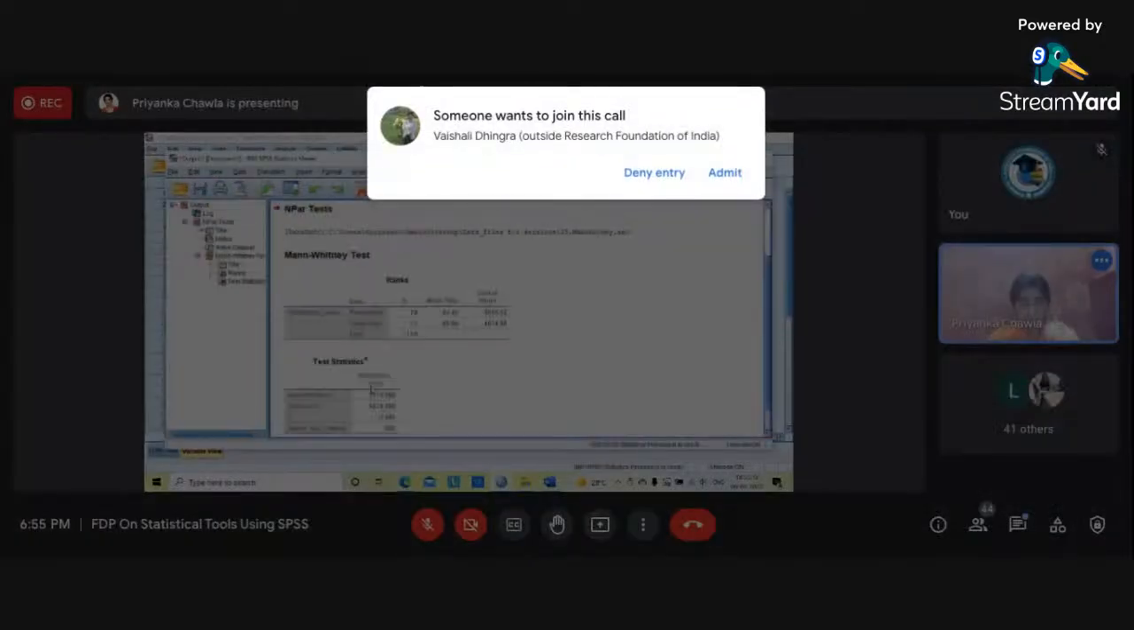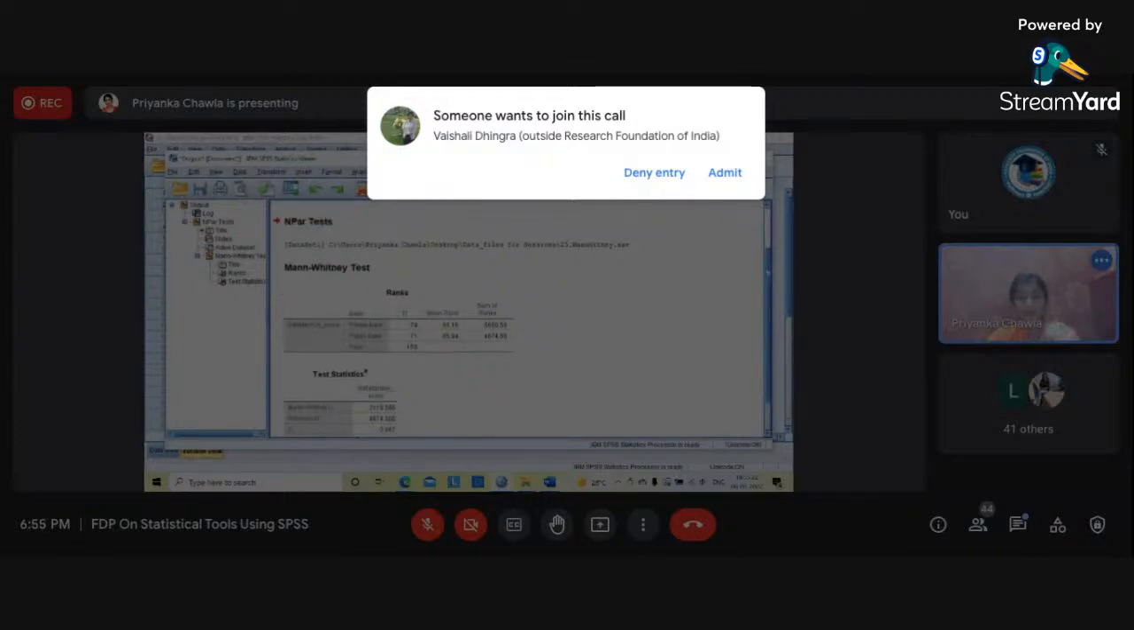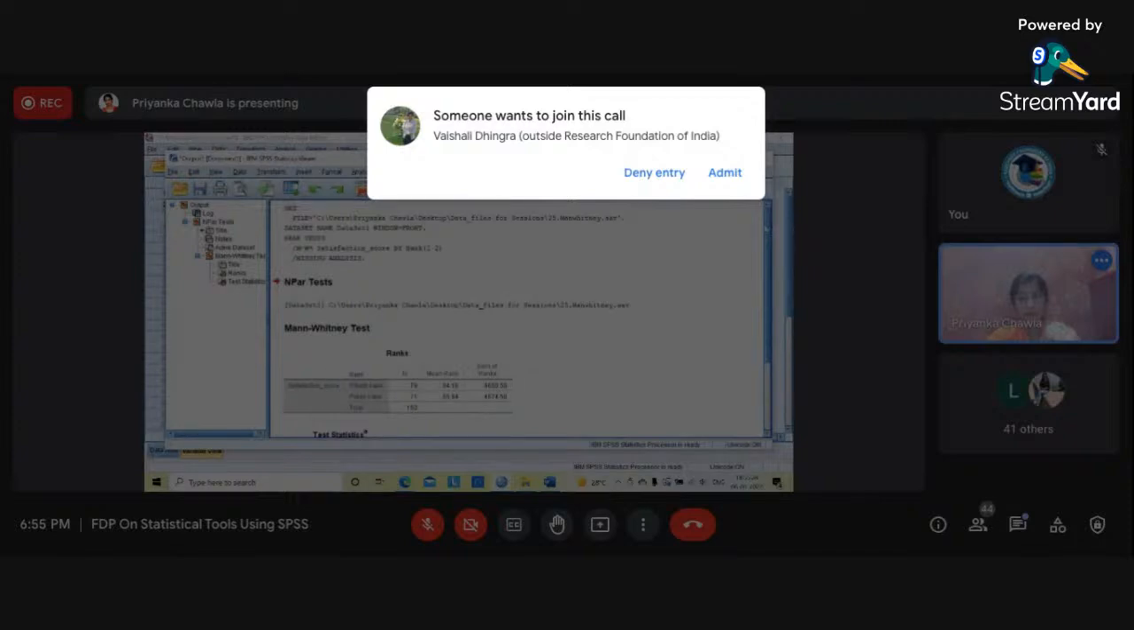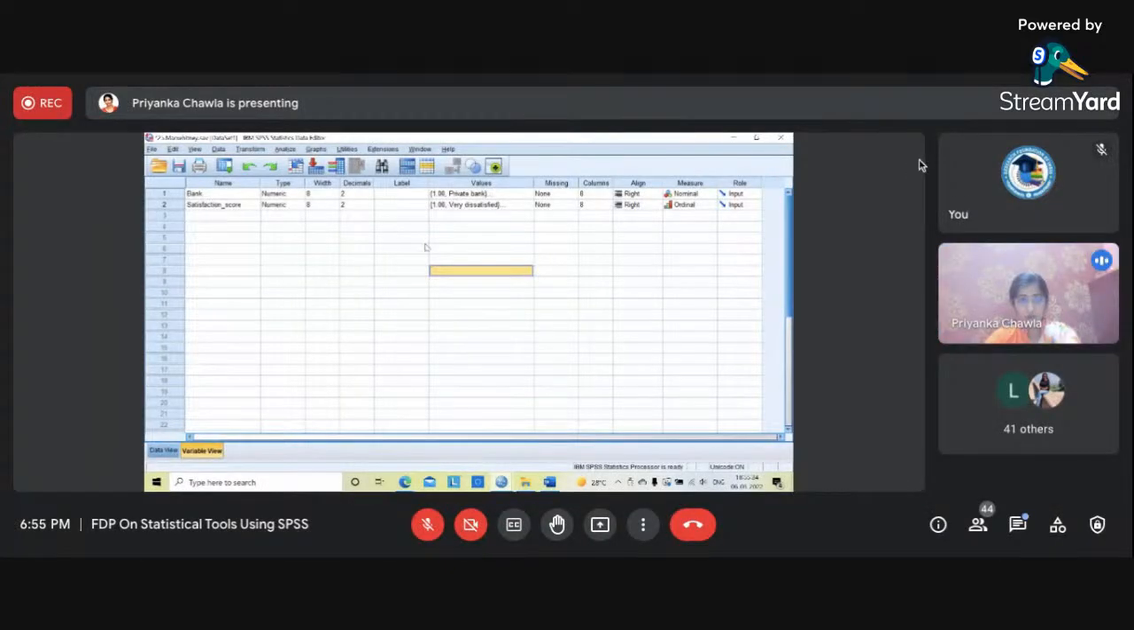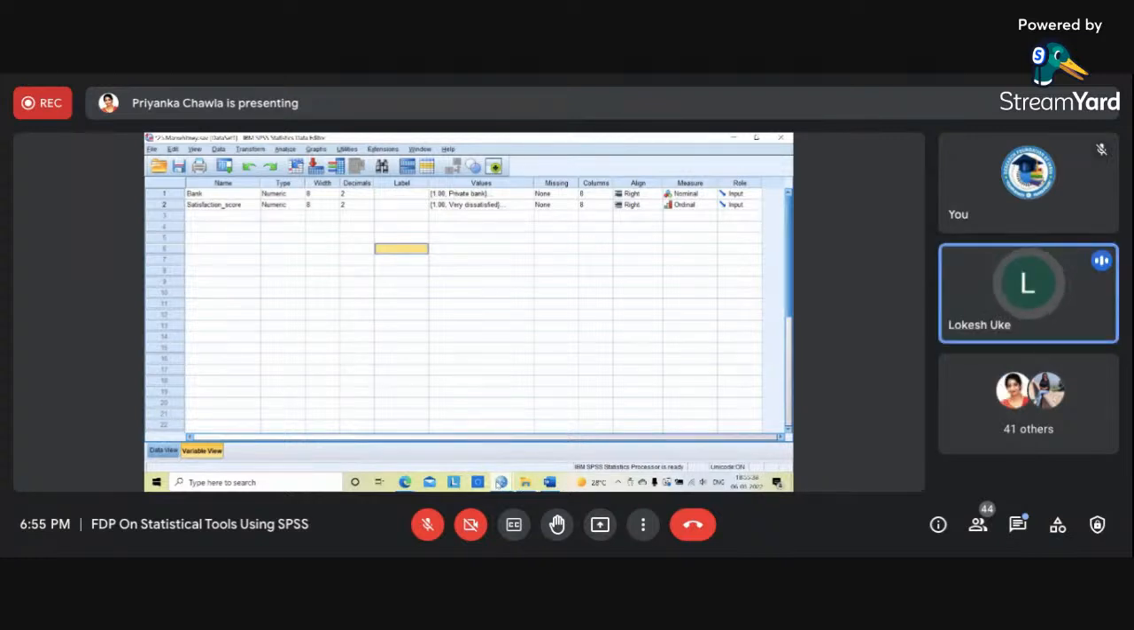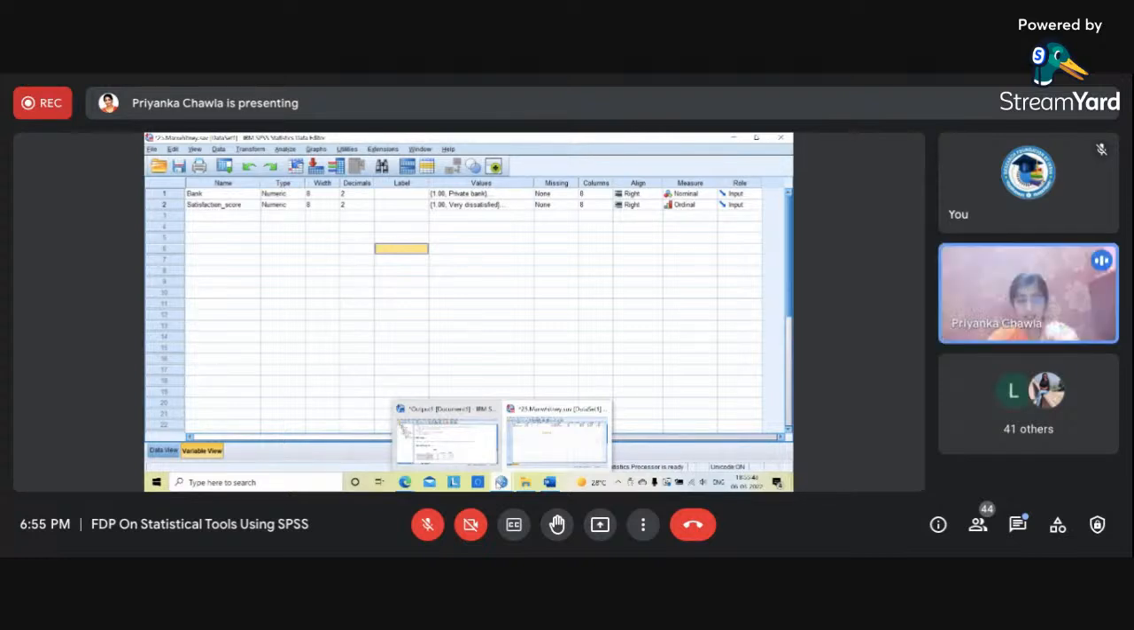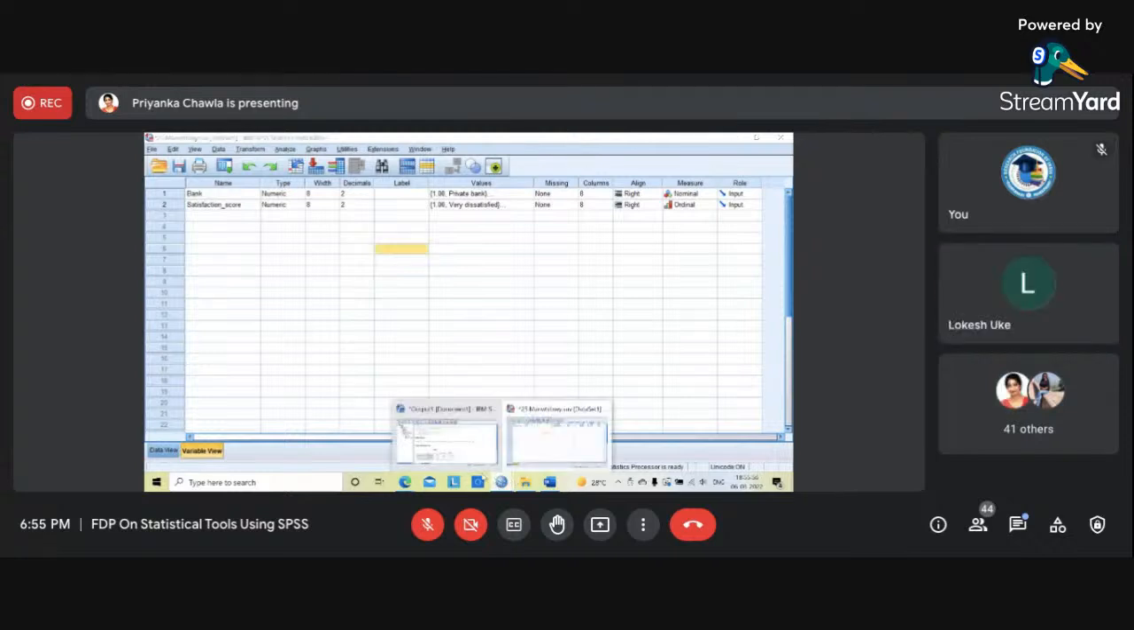Click on OK. Before that, what was the hypothesis of this? We are measuring the satisfaction level of customers, na? So what will be the hypothesis? There is no difference between the satisfaction level of customers of both the banks, private and public. We can say that there is no significant median difference in satisfaction score of customers with respect to banks. Clear?